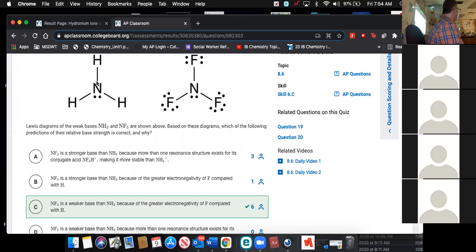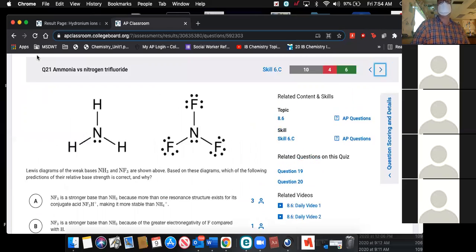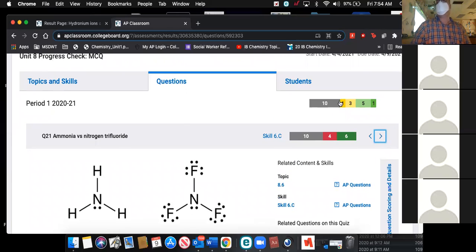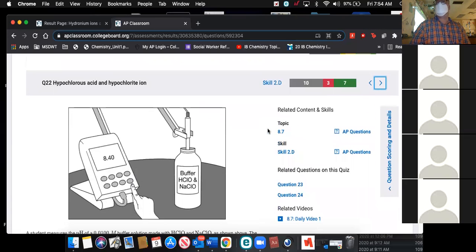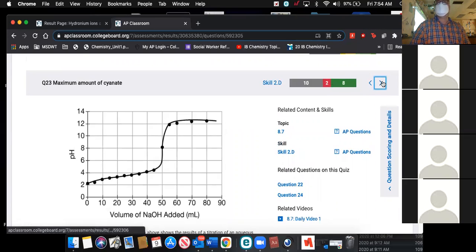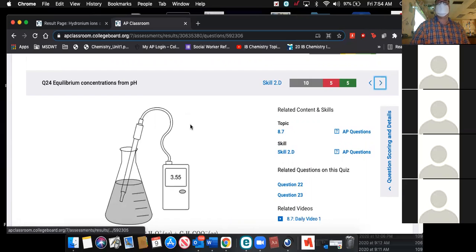Yes. It's not one of the 6 common ones yet. Cool, that's what I figured by looking at the Ka. Everybody did good on this. Everybody did good on that.